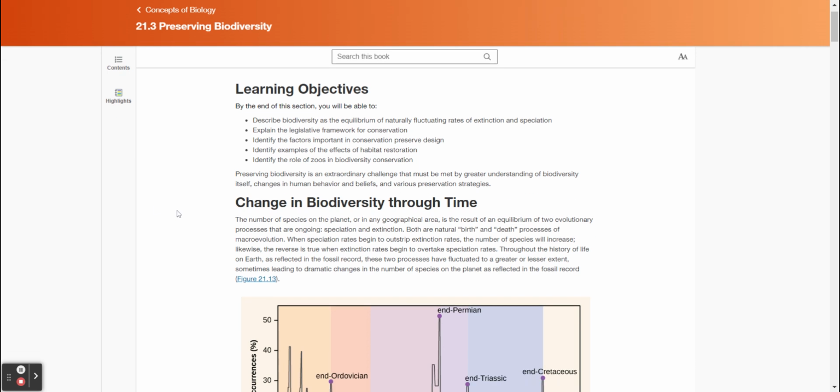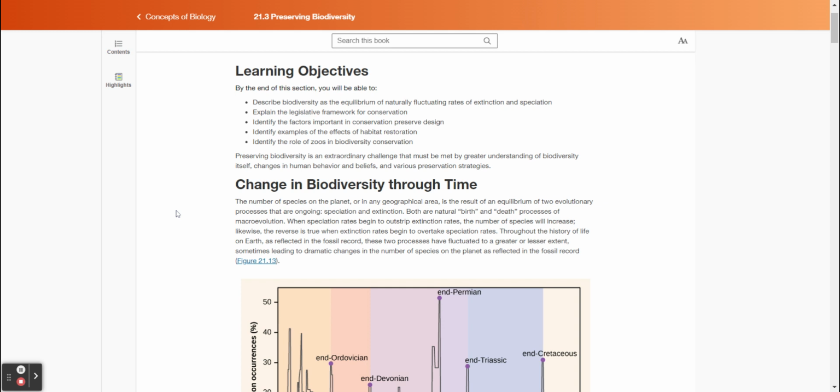Preserving biodiversity is an extraordinary challenge that must be met by greater understanding of biodiversity itself, changes in human behavior and beliefs, and various preservation strategies.